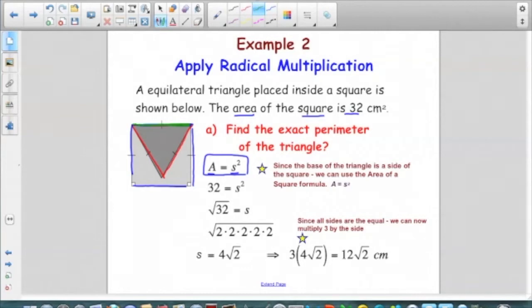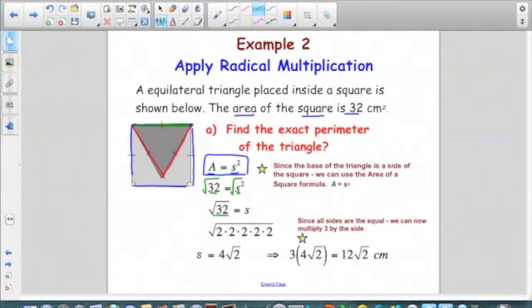We know that the area is 32, so that takes the A spot. Now we're trying to find the side. So let's do some algebra. How do we get rid of a square? We square root. What we do on one side, we square root. So we know that the side is the square root of 32.